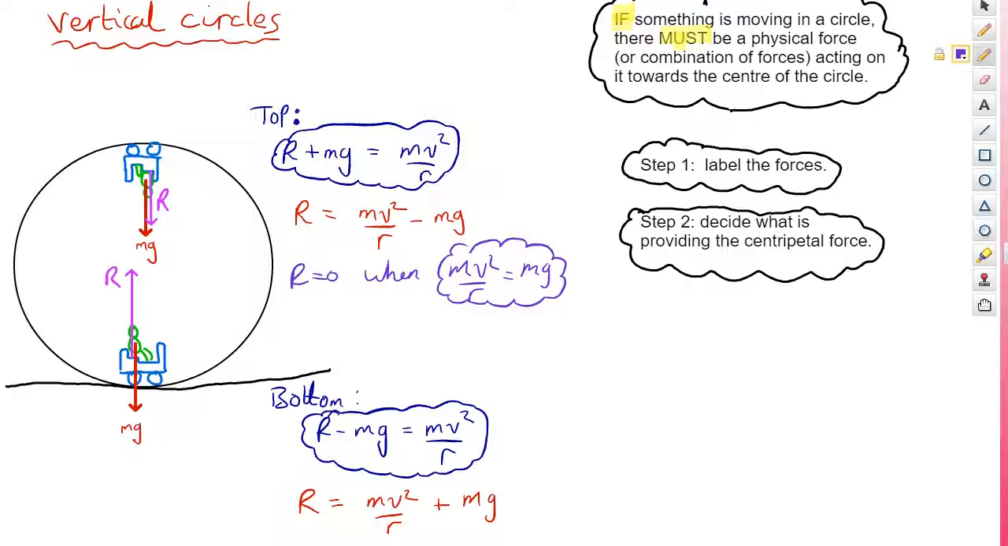At the bottom, you experience a bigger force than usual, and that's also part of the design. You feel that sort of high G-force effect as you go around the bottom of the bend. Questions like to play around with those ideas, which we'll look at later. But hopefully that explains one example of what's going on in a vertical circle.